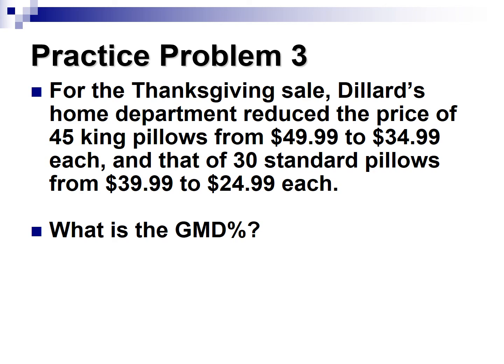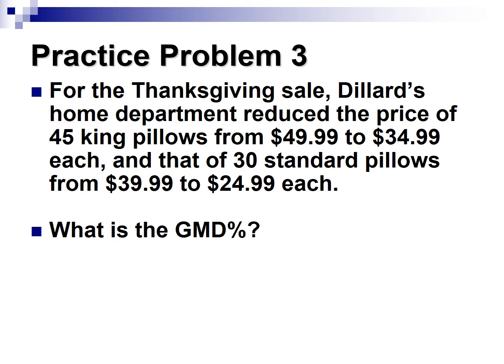So now we have two groups of merchandise. One was king size pillows, the other was standard size pillows. And 45 king pillows and 30 standard pillows are the two groups of merchandise that we're dealing with here. There are previous retail and lower retail prices given for each group of merchandise. So what is the gross margin percent? That's the question.